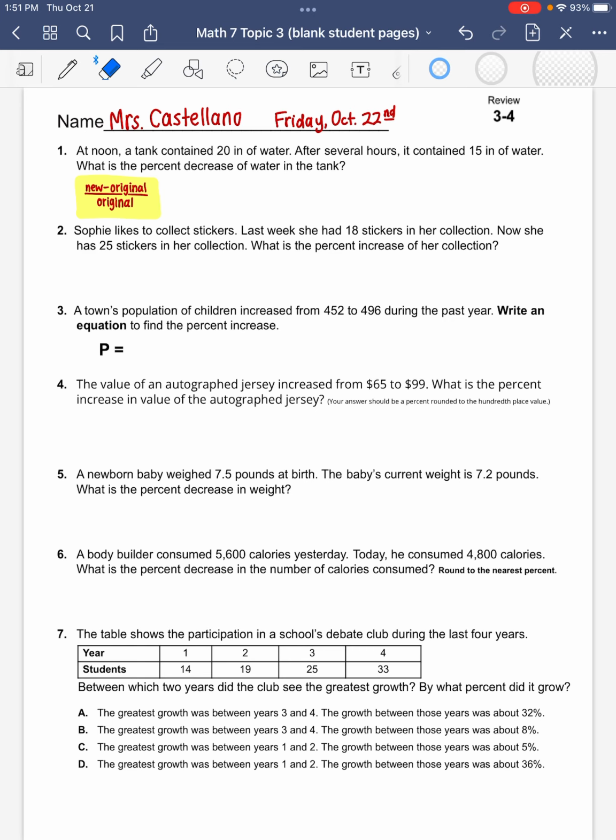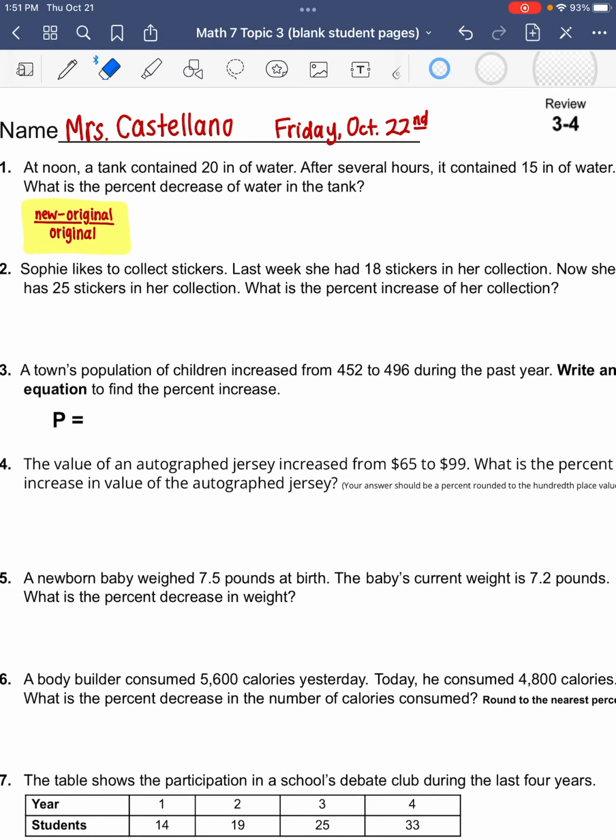So number one, I'm going to zoom in a little bit here. At noon, a tank contained 20 inches of water. After several hours, it contained 15 inches of water. What is the percent decrease of water in the tank?